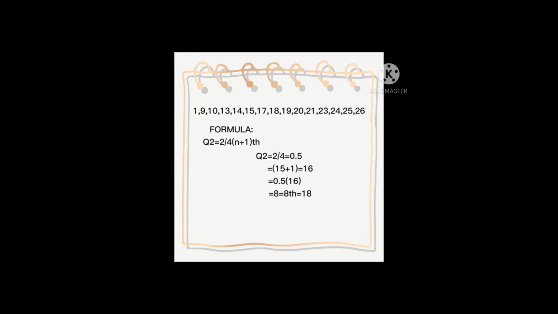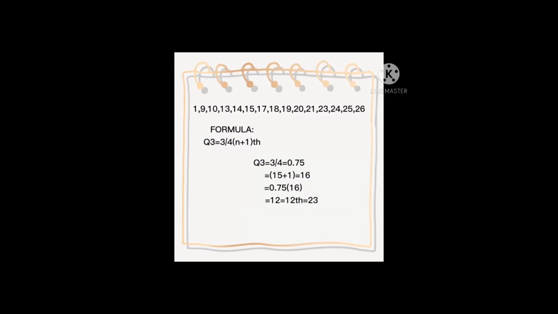And for the second quartile, the formula is 2 over 4 multiplied by n plus 1. The second quartile is 2 divided by 4 is equals to 0.5. 15, which is the n plus 1, is equals to 16. And then 0.5 times 16 is equals to 8. So it is in 8th position. So katulad ng mga nauna, hanapin lang din natin ulit sa set of scores yung pang 8th position. So ang pang 8th position sa set of scores ay ang number 18. And the answer is 18.